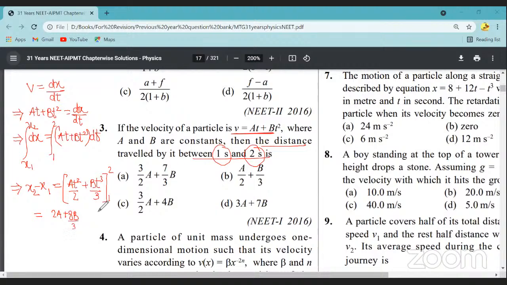And then after putting 1, a by 2 plus b by 3. So 2a minus a by 2, that is 3a by 2. 8b by 3 minus b by 3, that is 7b by 3. So the answer is option A. Yes, how many of you got it?